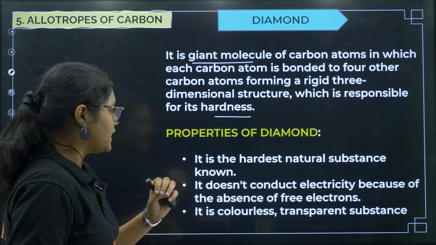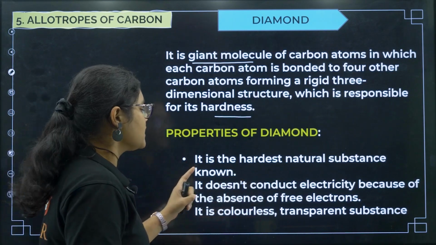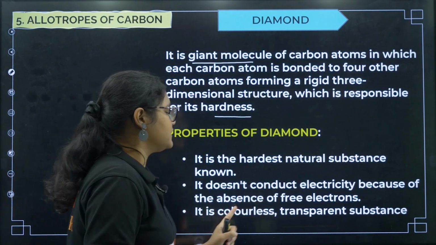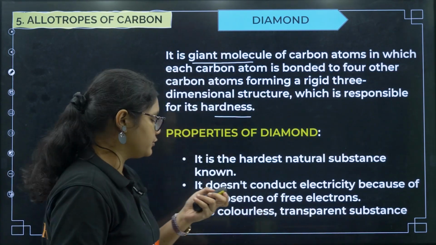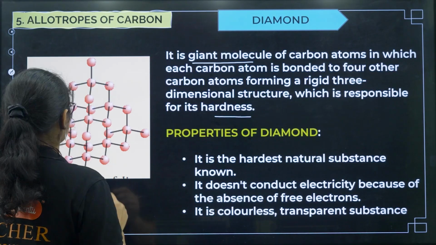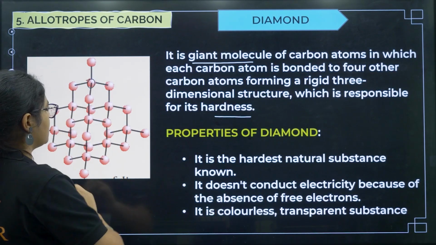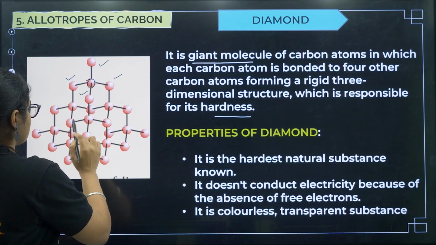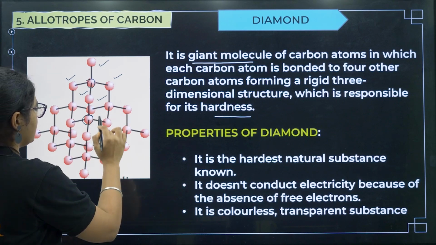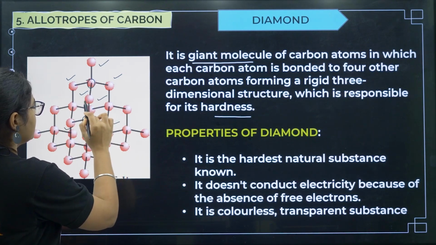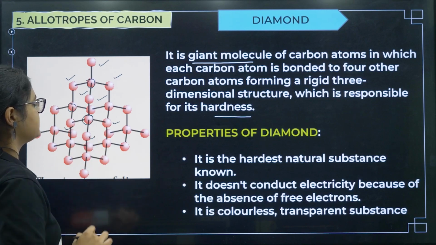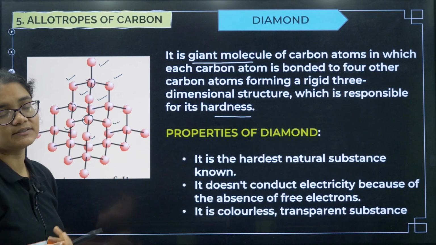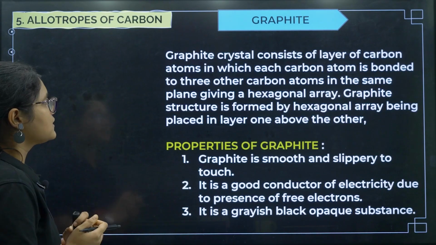Now what are the properties of diamond? It is the hardest known substance. It does not conduct electricity because there are no free electrons here. Next, it is a colorless transparent substance. So you can see the bonds of carbon here. Suppose you take this one carbon, it is connected to 4 other carbons, right? Now if you consider any other carbon, this one, it is connected to 4 other carbons. In this way the arrangement is made and the arrangement is very tight, so that is why the substance is very hard.